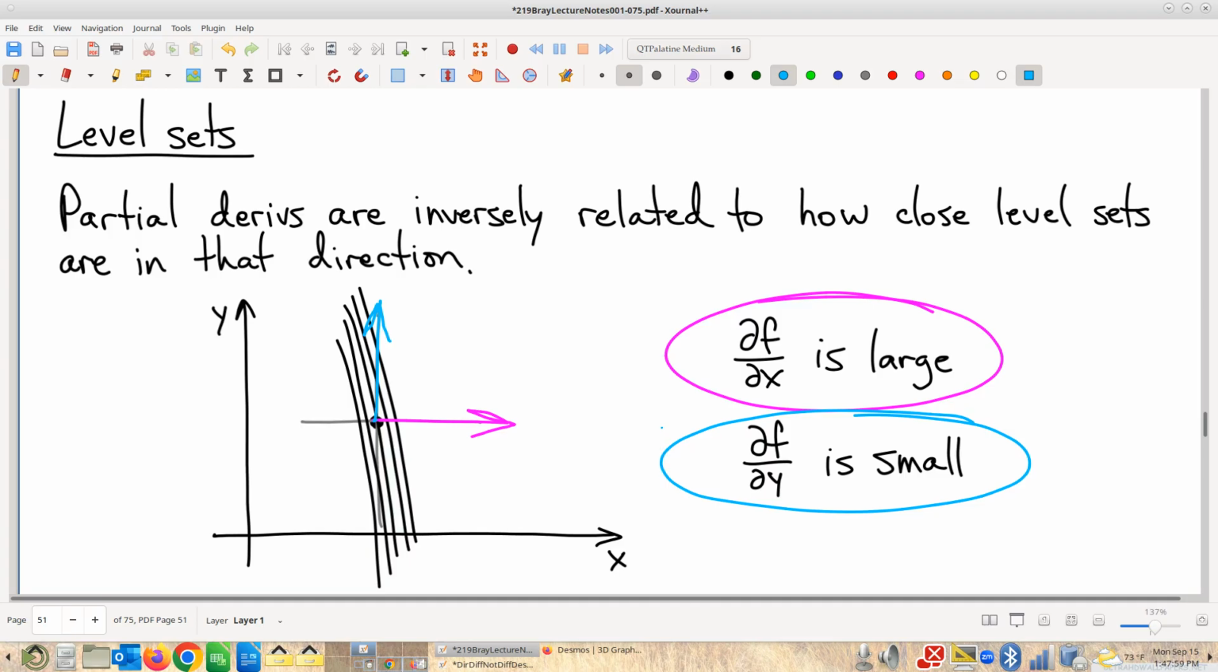So roughly speaking, the punchline then is whichever direction of partial derivative you're talking about, just look and see how close together the contour lines are in that direction. The closer they are together, the greater the absolute value, anyway, of your partial derivative. Everybody good? Okay. All right.